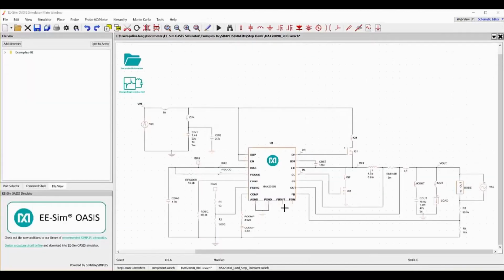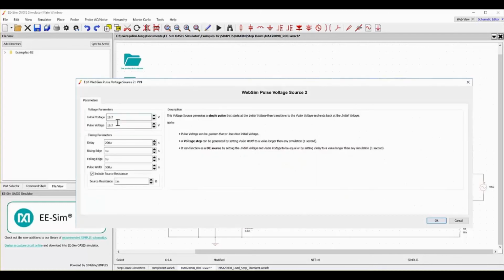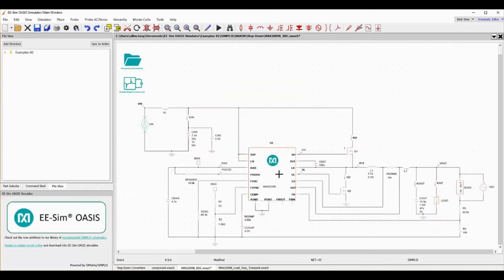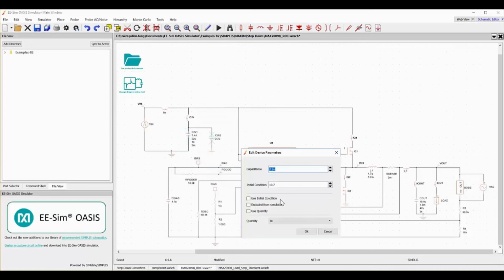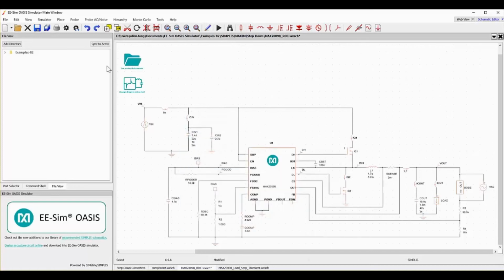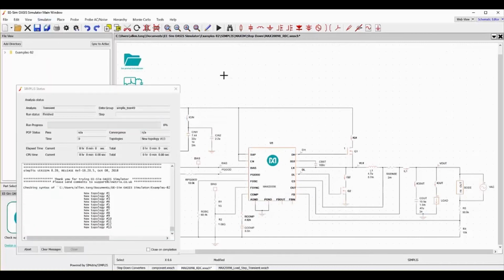What if I purposely set the input voltage lower, to say 10.7 volts, and simulate again? The duty cycle should increase with lower input voltage. Although the theoretical duty cycle should be 10 volts over 10.7 volts, or 93.5%, from the previous simulation the real duty cycle should be larger. On EESIM OASIS, let's change Vin to 10.7 volts, and then update our initial conditions for CIN1 and CIN2 to 10.7 volts. Now press simulator and run schematic.